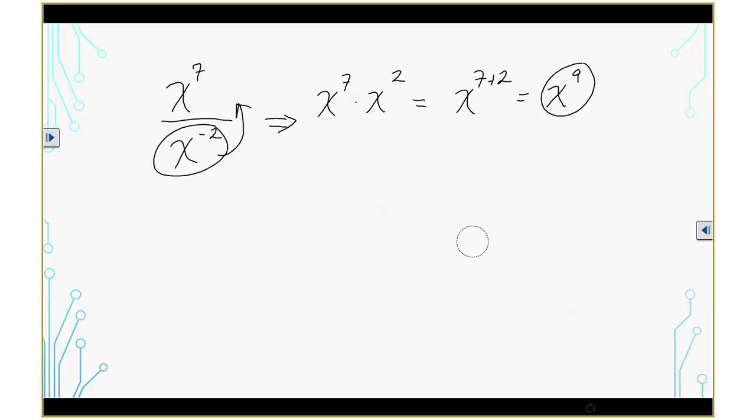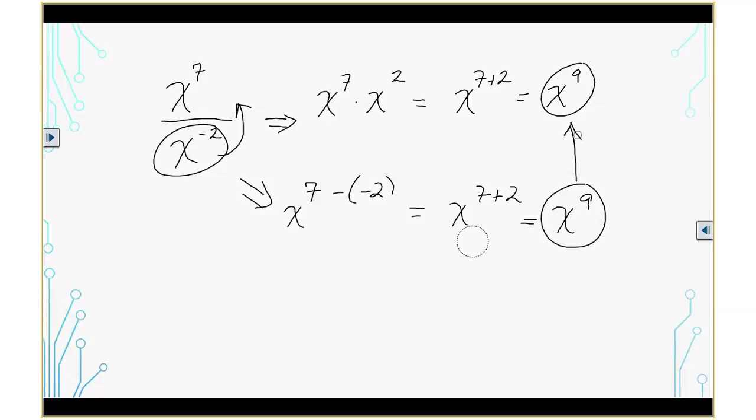Or I could have done the quotient rule and say x to the 7 minus what? Minus negative 2, which will give me x to the 7 plus 2, which is equal to what? Do I get the same thing? There is no rule that says you have to use one law over the other. In the outcome, you'll come out with the same answer if you did everything legally.